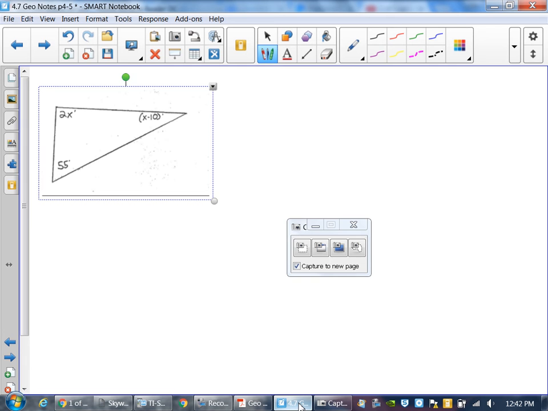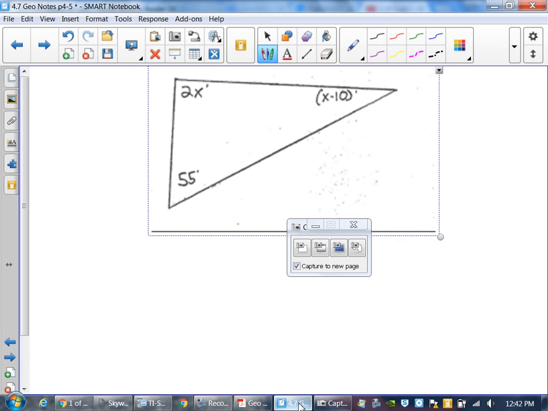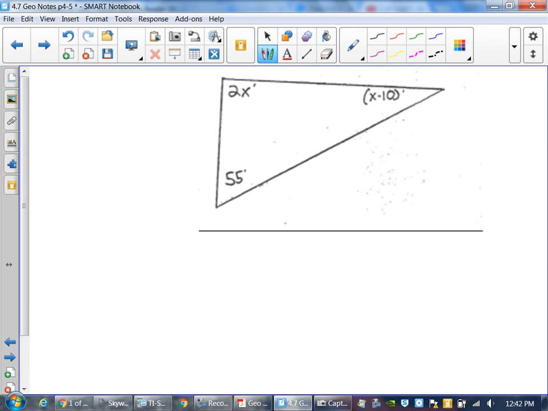How many degrees are in a triangle? 180. So here you're just given different angle measures. Put them all together and set it equal to 180.